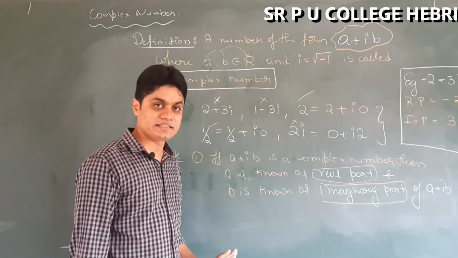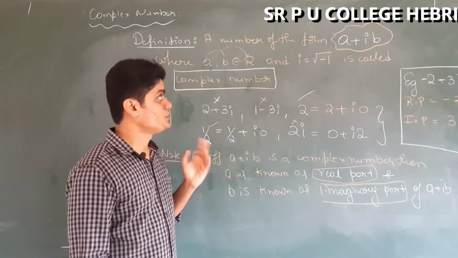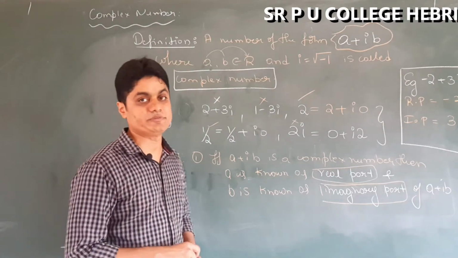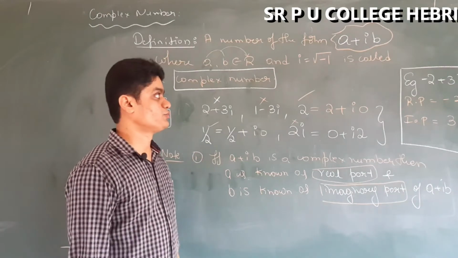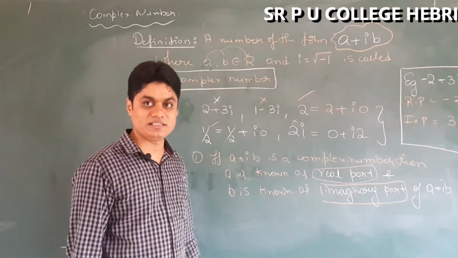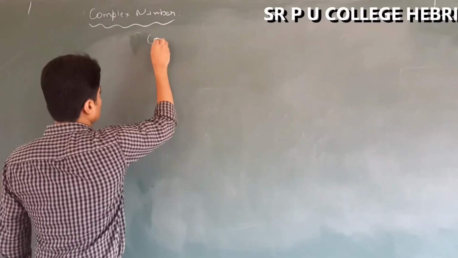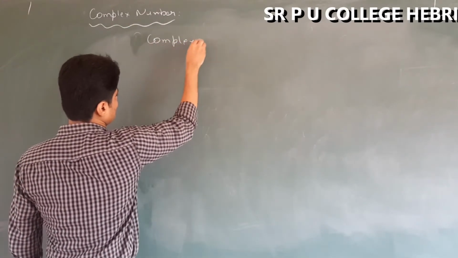So please remember the definition. You may get in an exam: define a complex number. A number of the form a plus ib, where a, b belongs to R, and i is equal to root of minus 1, is known as a complex number. Very good. Now I am going to define the complex number system.